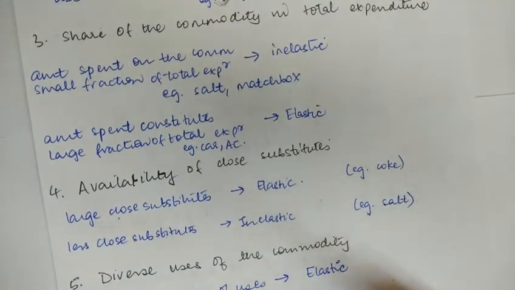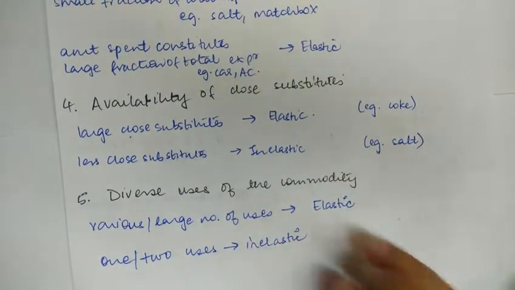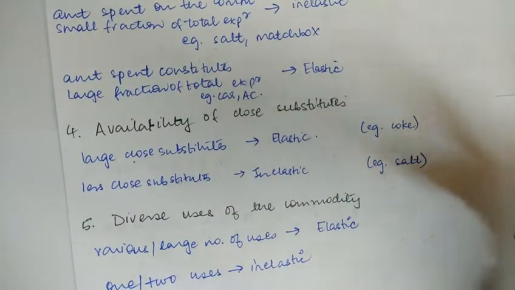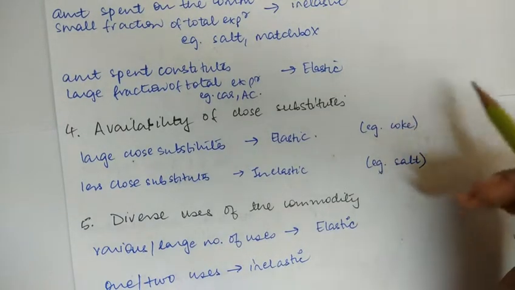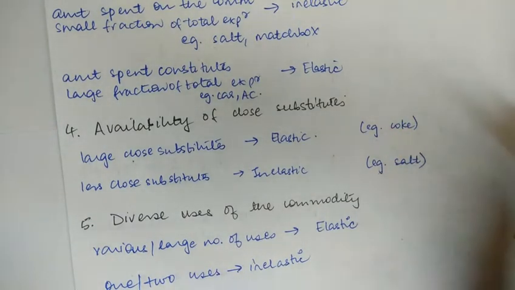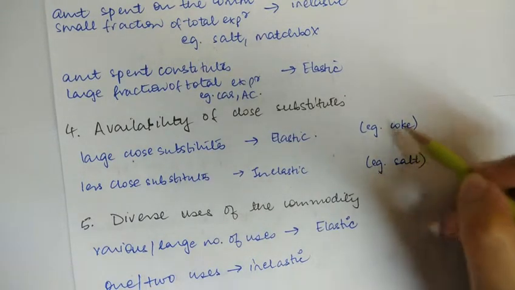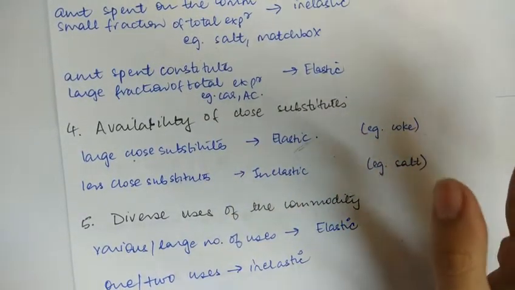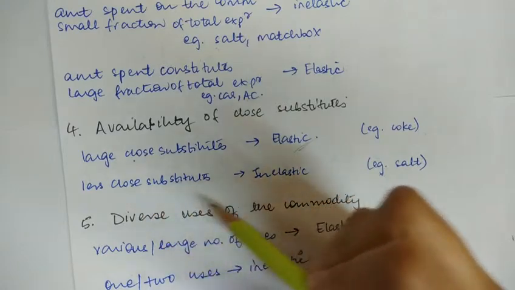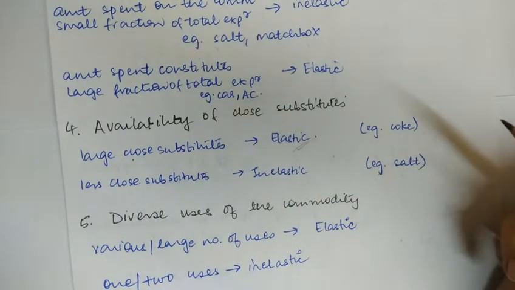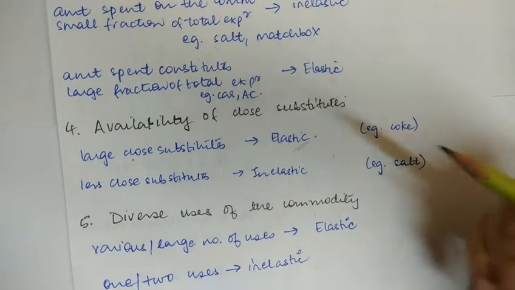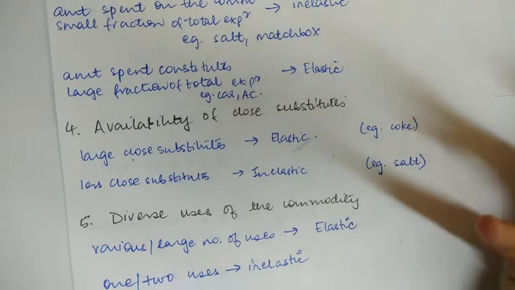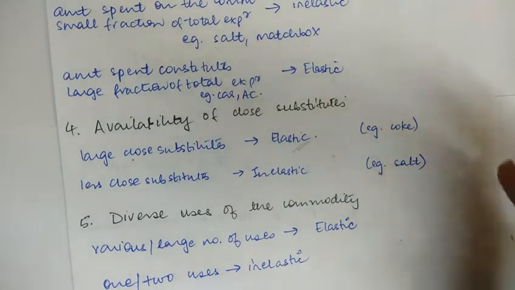Now, the other thing that you have to keep in mind is the availability of close substitutes. When there are many substitutes available in the market, for example, for Coke, you have Pepsi, you have Sprite, you have Fanta, you have other aerated drinks. So, when you have a lot of close substitutes available in the market, the demand for it is elastic. Whereas if you take the example of salt, is there any substitute for salt? No. So the demand for salt will be inelastic because there are no or few close substitutes for salt.